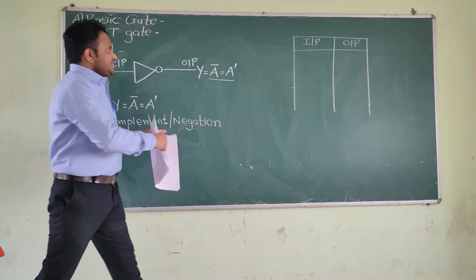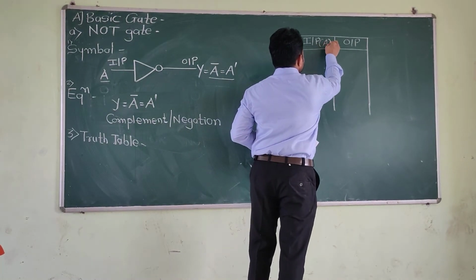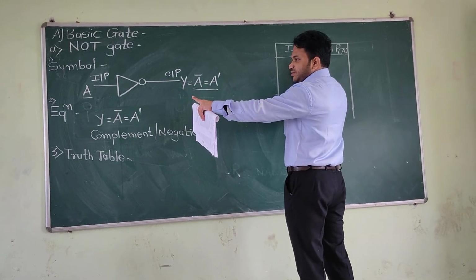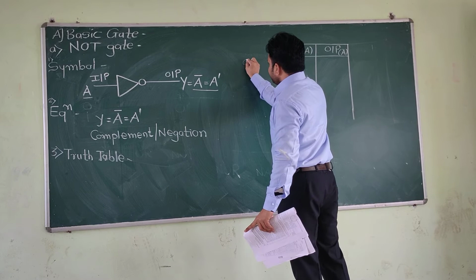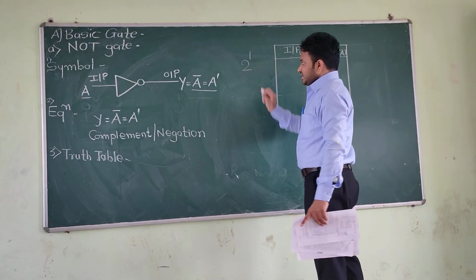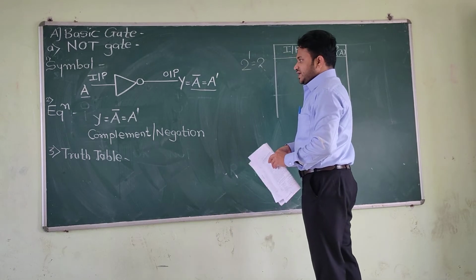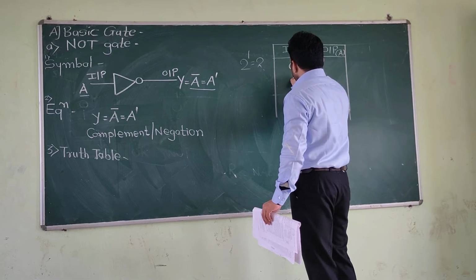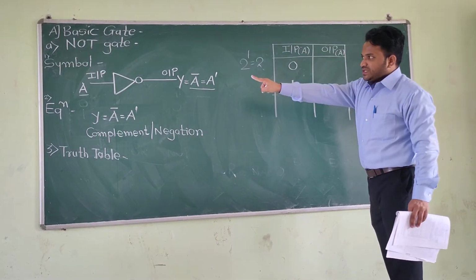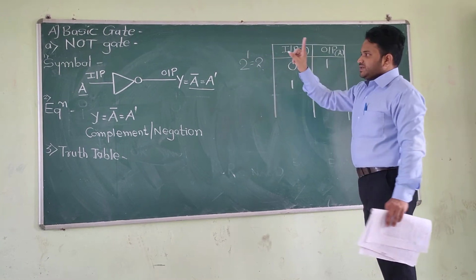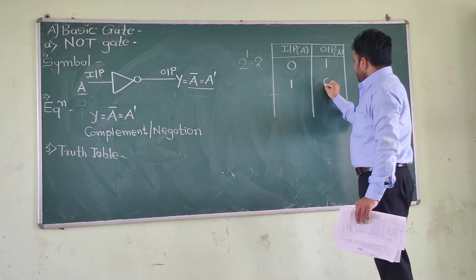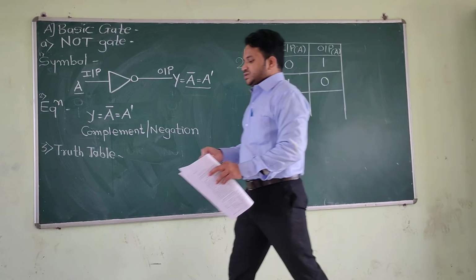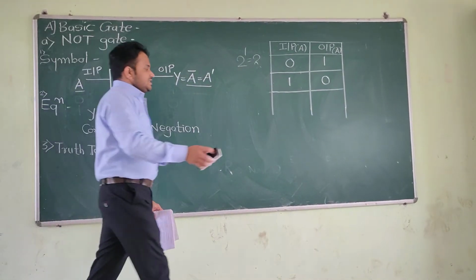So suppose A is the input here and its output is A bar, so how many possible combinations of input will be there? There is only one input, base is 2 raised to 1, that is equal to 2. So there are only two possible inputs, that is 0 and 1. So if A is 0, the output of NOT gate is 1. If the input A is equal to 1, then the output is 0. So this is the truth table of NOT gate. This is very simple. Just invert.